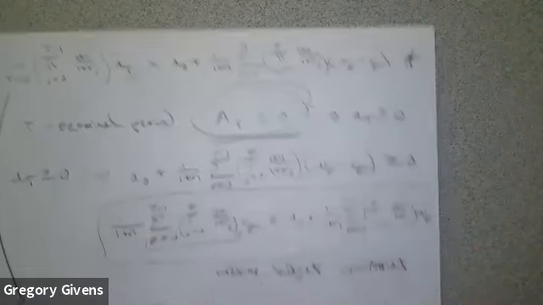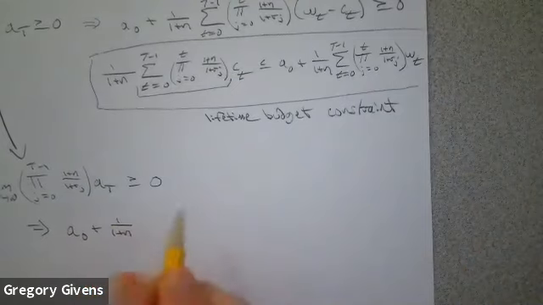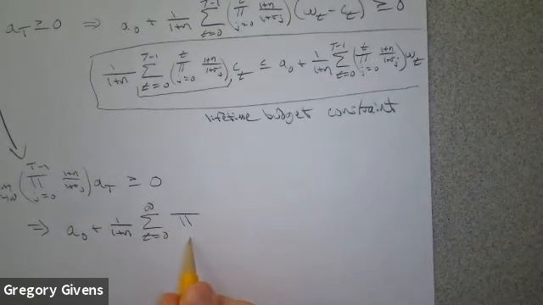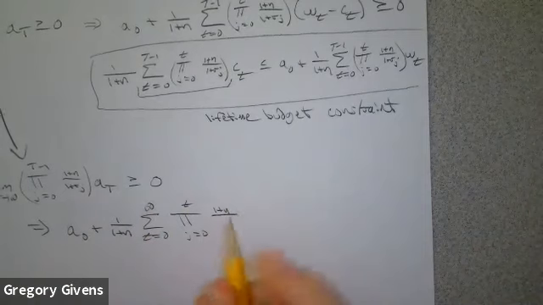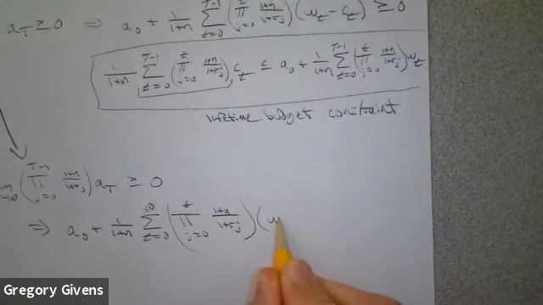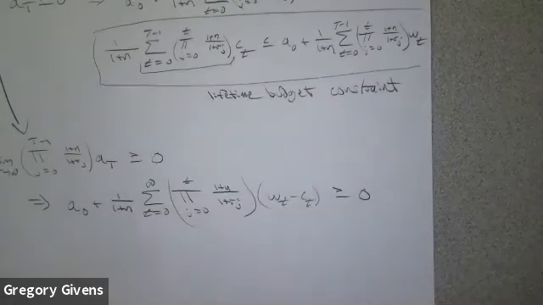So a_0 plus 1 over 1 plus n times the sum from 0 to infinity, this time, of the product from j equals 0 to t of (1 plus n) over (1 plus r_j), times w_t minus c_t, is bigger than or equal to 0.